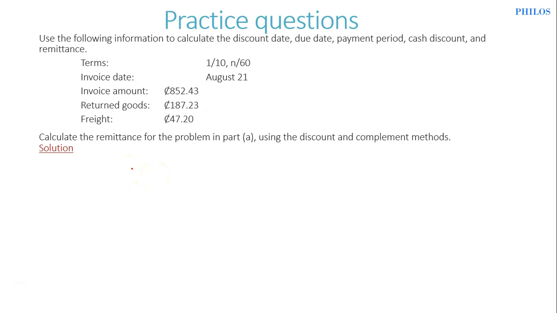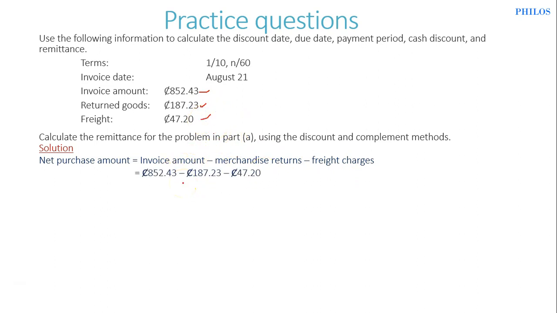Using the discount method, if you want to find the cash discount, first you need to find the net purchase amount. And the formula for net purchase amount is invoice amount minus merchandise returns minus freight charges. Now, we have the invoice amount as this, and the return goods is the same as the merchandise returns, which is this. And then we have the freight charges as this. So let's substitute them here. When we substitute, we get 618 cedis. So the net purchase amount is the 618 cedis, which is like the list price.